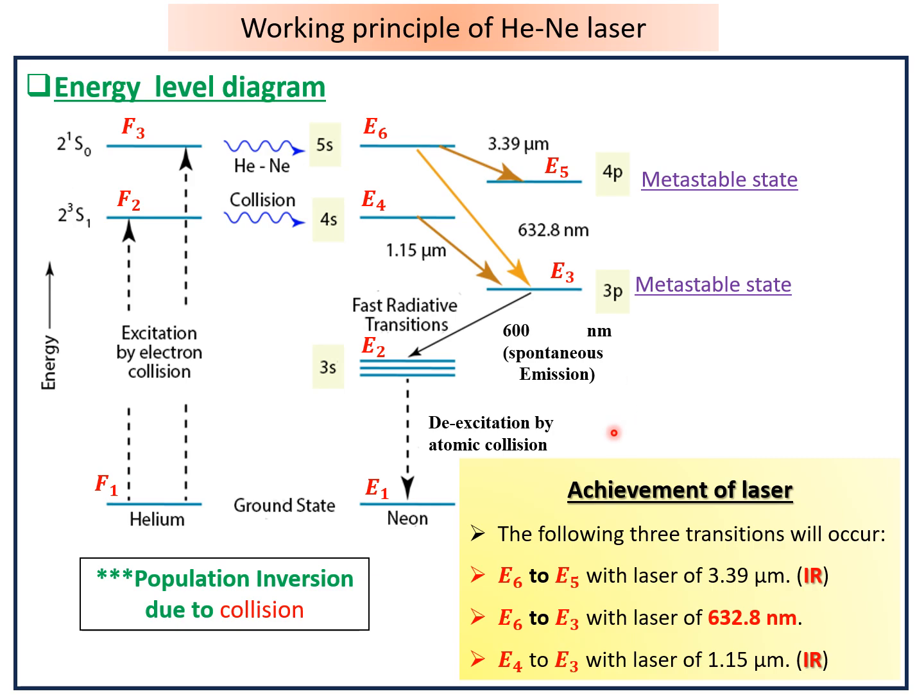The helium neon laser is more directional and more monochromatic than any solid laser, as it is a gas laser. So in this helium neon laser, the population inversion is due to collision.